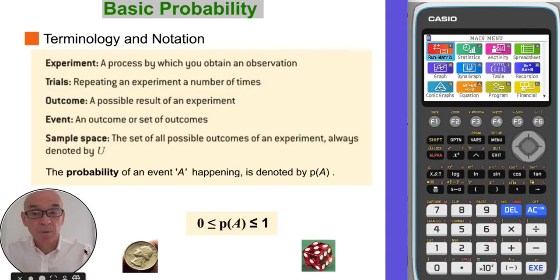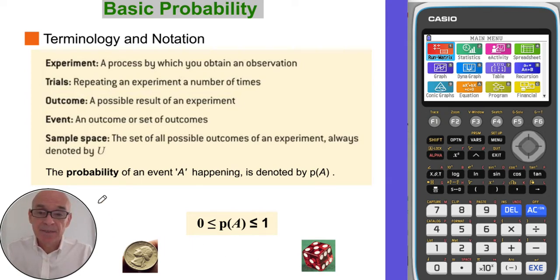Some of the terms you're going to come across are experiment, which might be rolling a dice over here. Trials would be the number of times that we roll the dice, or perform the experiment. An outcome is a particular result, so perhaps getting a 5 on the dice. An event, again, could be a particular outcome, could be getting a 5 on the dice or getting an odd number on the dice, for example.